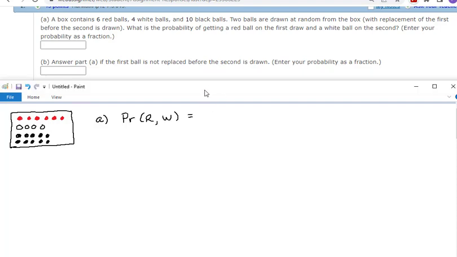Okay. Probability of red is 6 out of 20. And then you put the red ball back in, and then you draw again. Probability of white is 4 out of 20. Multiply that together, that's 24 out of 400.